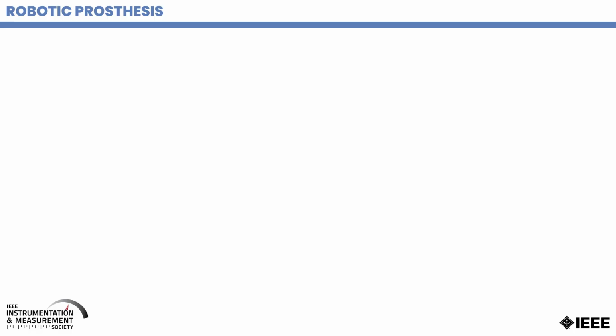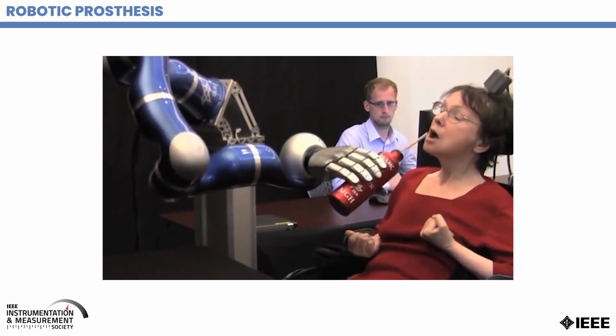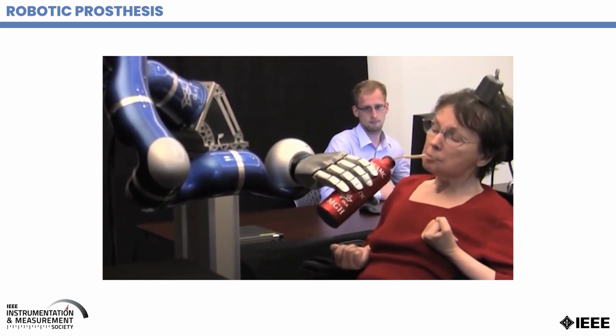In another concept of this kind of interfaces, we see here an impaired woman, and this impaired woman is able to feed herself by controlling voluntarily a robotic arm that moves this kind of drink to her. But this can be used not only in prosthesis, but also in rehabilitation.